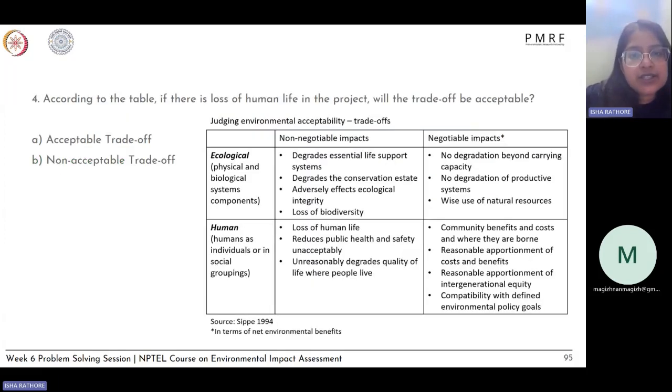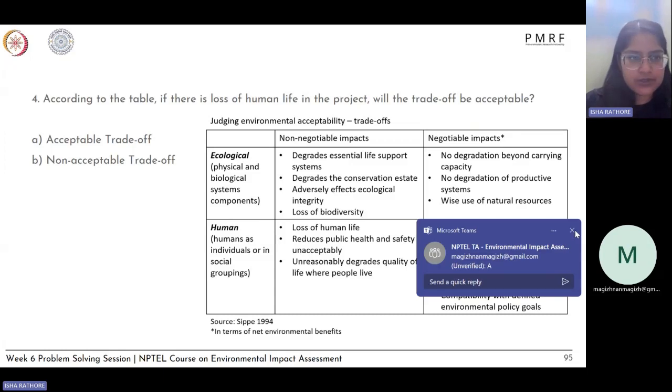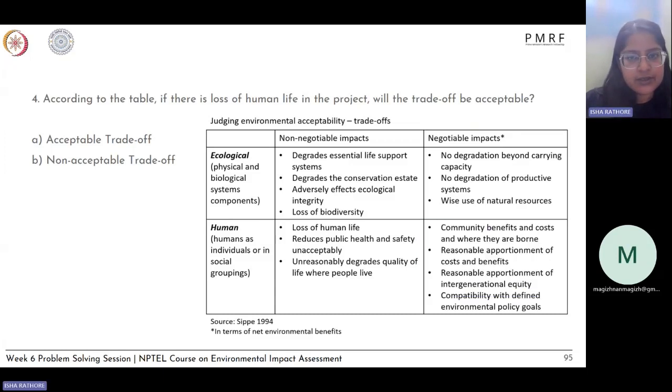According to the table, if there is a loss of human life in the project, will the trade-off be acceptable? So the options are: is this trade-off acceptable, or is this a non-acceptable trade-off? So if the project leads to loss of life, okay, no. So the correct answer is it's a non-acceptable trade-off. If the project leads to a loss of life, you cannot give a sufficient enough trade-off to justify whether this should be an outcome out of your project.